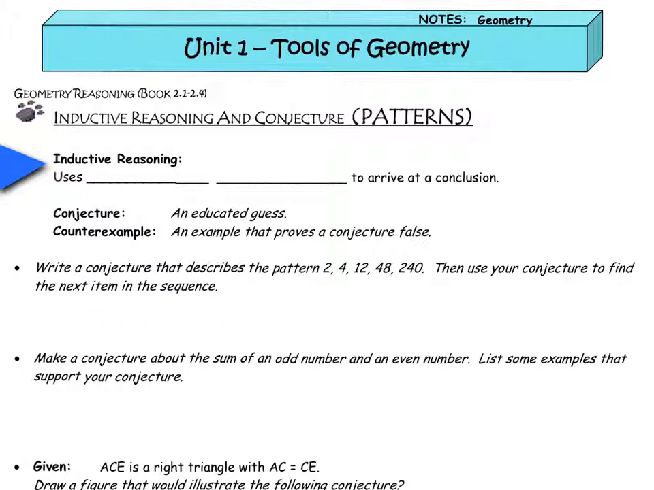We're going to be looking at inductive reasoning and what it uses. It uses specific examples to arrive at a conclusion. A conjecture is an educated guess.